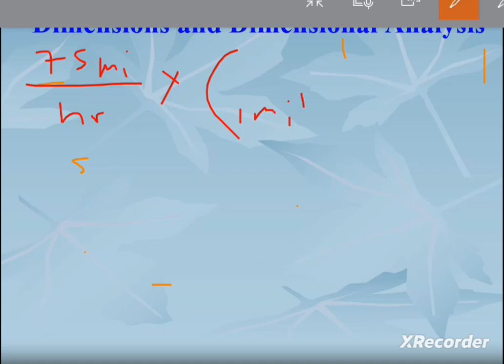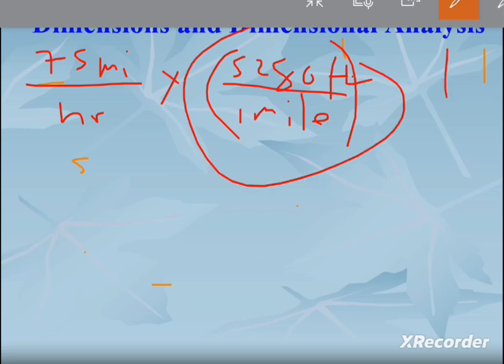So this is what we know. We have 75 miles per hour. We multiply by 1. We know that 1 mile is the same as 5280 feet. This is 1. So when I say you multiply by 1, this thing is 1. Because when I say someone walked 1 mile and I say someone walked 5,280 feet, it is the same. Like now, 100 centimeters divided by 1 meter is the same as 1. That's why I say you multiply by 1.